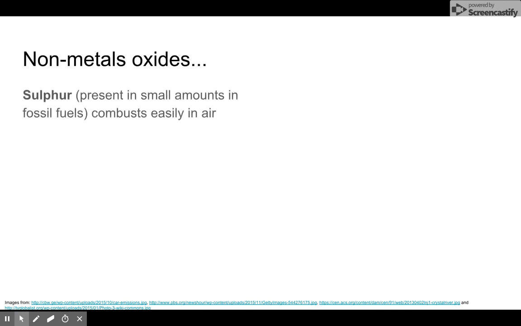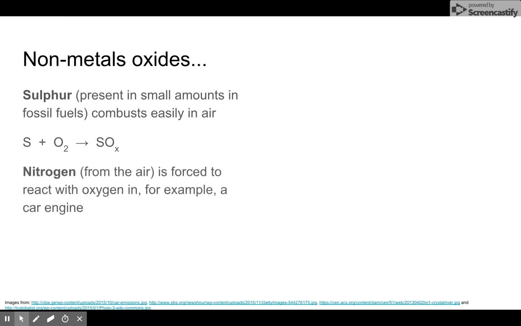Sulfur is often present in relatively small amounts in fossil fuels like coal, oil, and gas. When the fossil fuel is burned, the sulfur is also burned, and that combusts relatively easily in air. Sulfur reacts with the oxygen to form oxides of sulfur, usually sulfur dioxide, sulfur trioxide, and we end up simplifying that to call it SOx, where x is either 2 or 3. It's a simplified version of the oxides of sulfur.